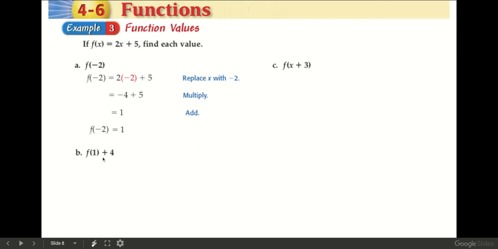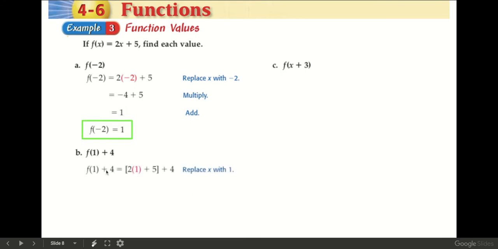So here, this one, they added a little bit of complexity. We're finding f of 1 plus 4. So we're going to take our f function, our equation, and plug 1 in for x, and we're going to do that, and then we're going to add 4 to it. That's all that means. So let's look at it.